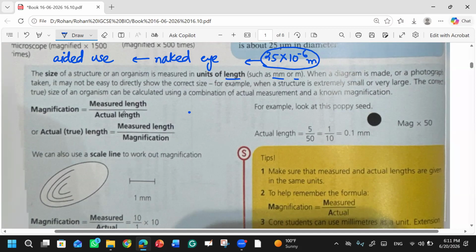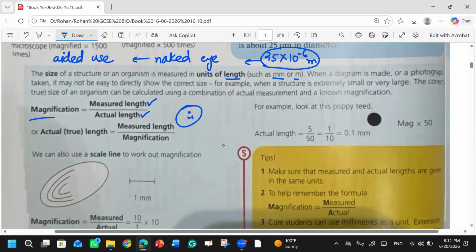There is a simple formula for that. Firstly, you must know the actual length. For example, what is the actual length of this dot? And what is the measured length, what you have measured? When you have these two parameters, you can easily calculate the magnification. You need the actual length and also the length which you have measured. You need these two parameters to calculate the magnification.